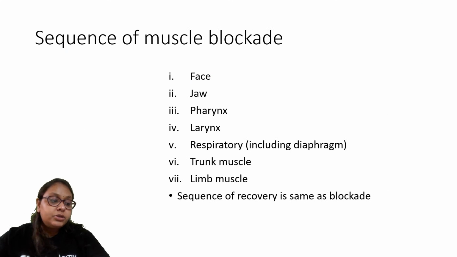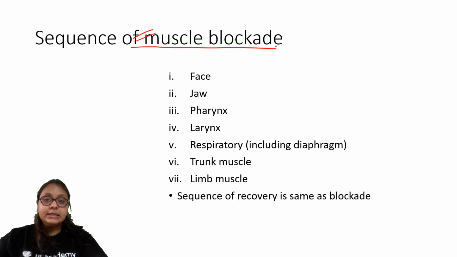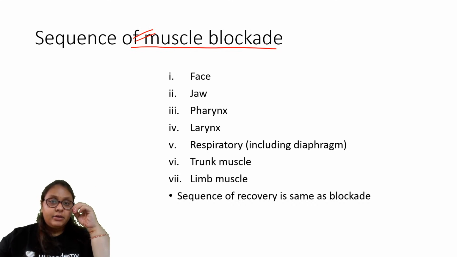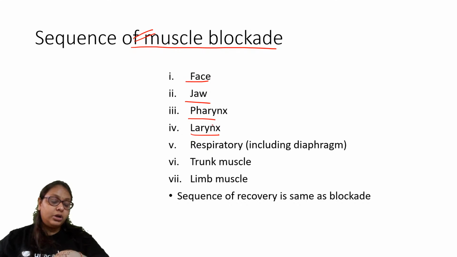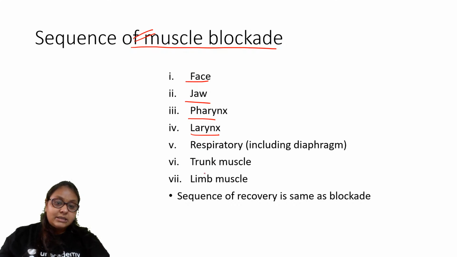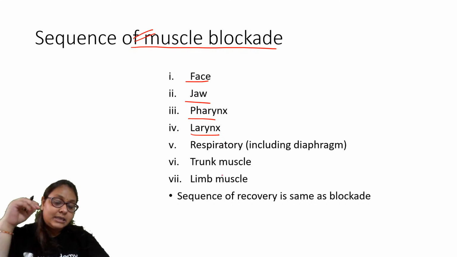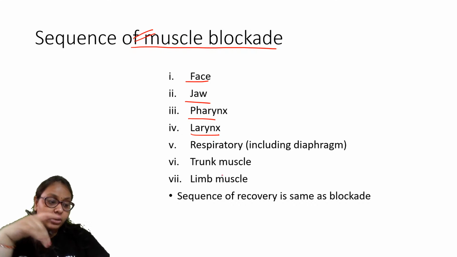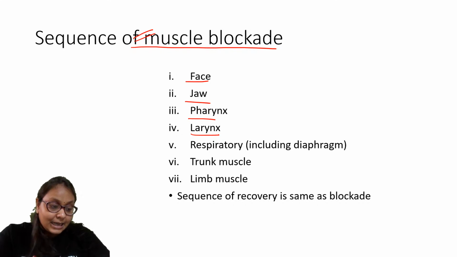Okay. So the sequence of the muscle block: where does the muscle block occur first? Face, jaw, pharynx, larynx. It is from up to down. So face, jaw, pharynx, larynx, respiratory muscles, trunk muscles, limb muscles, and the sequence of recovery is the same as the block. Okay, Dr. SG is asking me something.